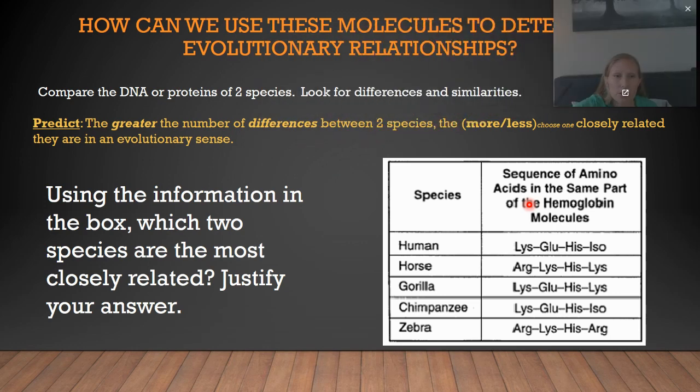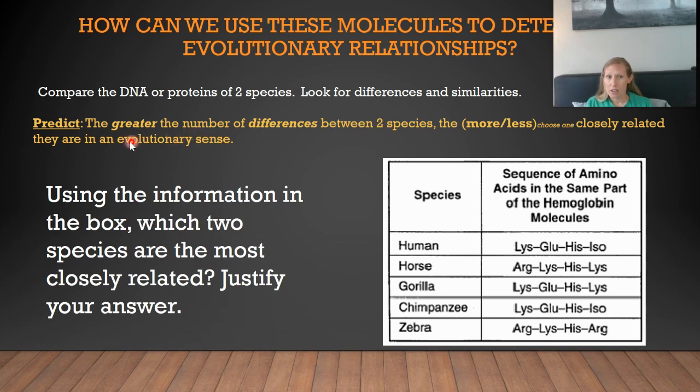All right, to wrap this up. Again, how can we use these molecular comparisons as evidence for evolution? It says compare the DNA or proteins of two species. In this case, we actually have 1, 2, 3, 4, 5 species. And right here, we're looking at their amino acids. So it's still molecules, still pieces of molecular evidence.